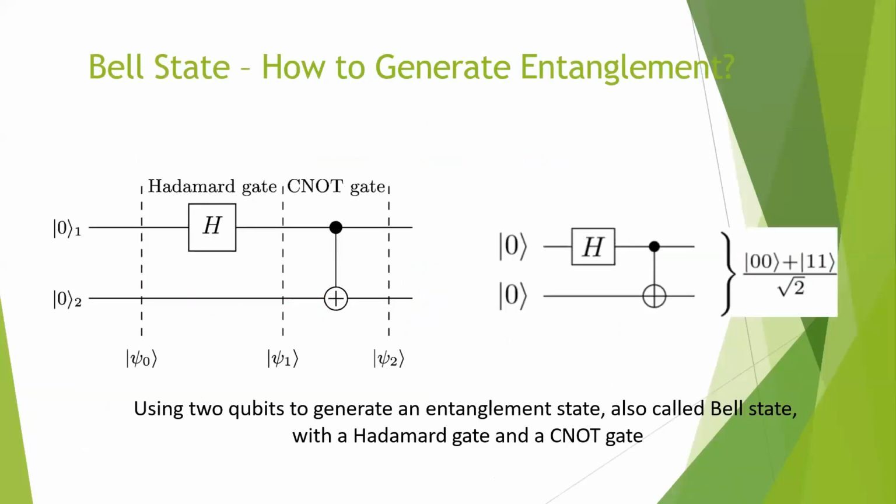Now, the important one is the Bell state. Using 2 qubits to generate an entangled state, also called a Bell state, with a Hadamard gate and a CNOT gate. Now, to generate an entangled state between the 2 qubits, we use a Bell state, that is, with the use of a Hadamard gate and a CNOT gate.